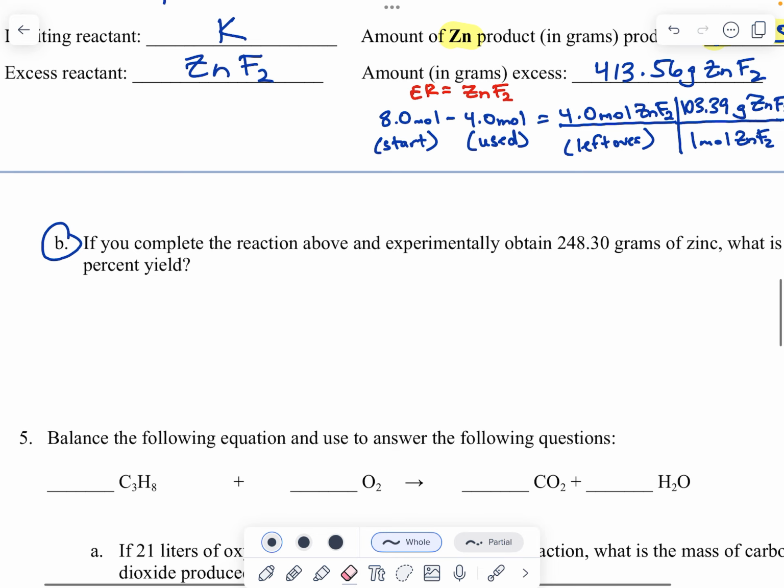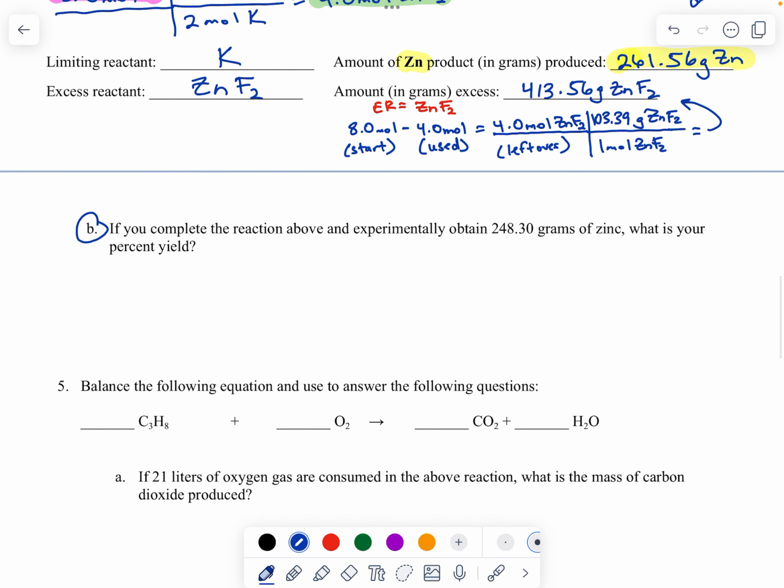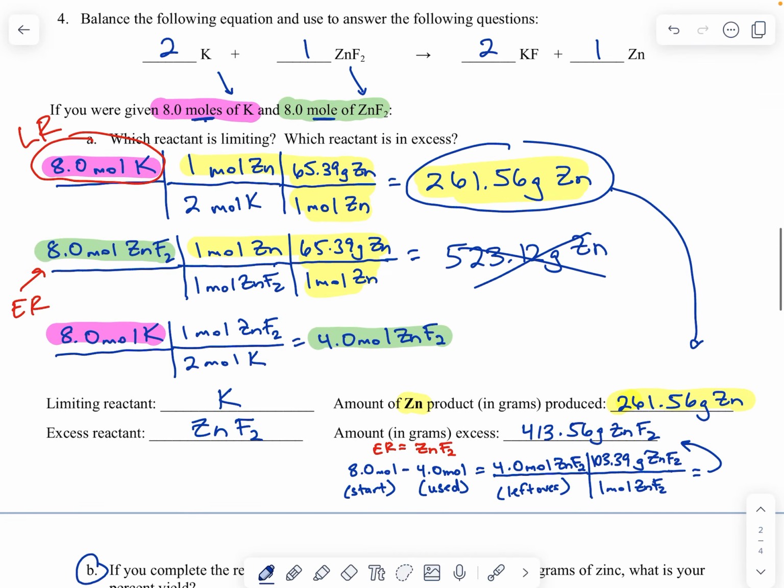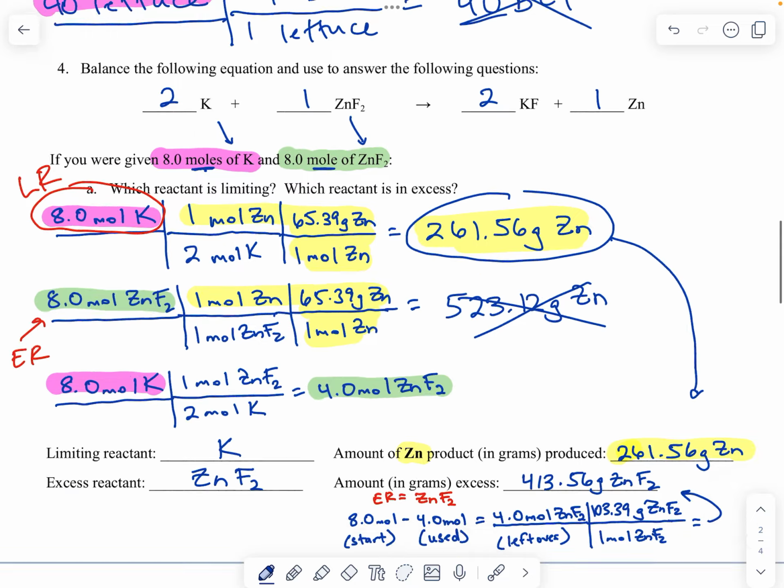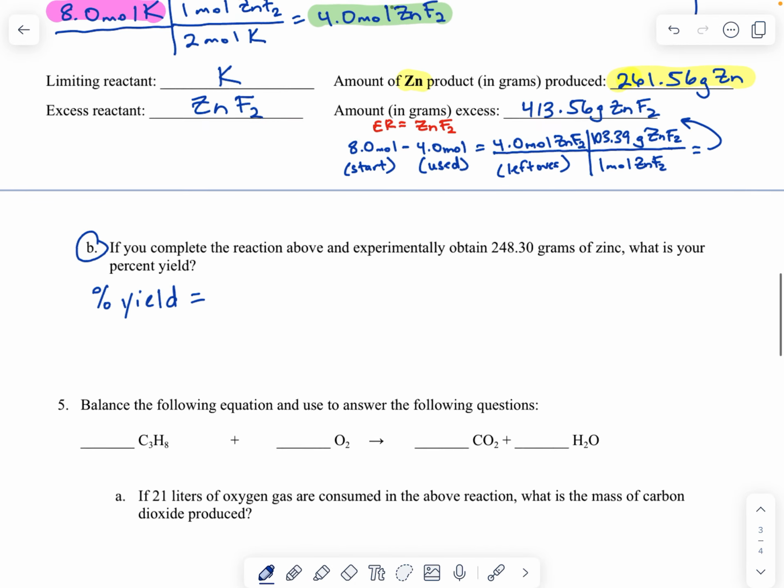Last but not least, I'll try to make this one a little bit quicker. Percent yield is the efficiency of how well we did in terms of the lab if we were to actually take this reaction and do it. So we have actual over theoretical times 100 for a percentage.